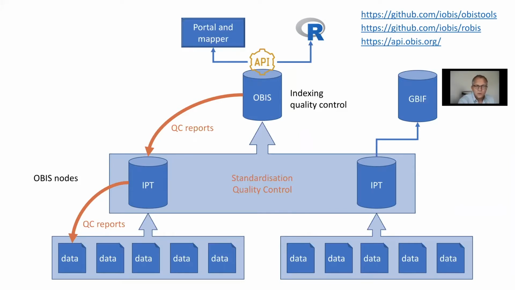Then the OBIS nodes publish it on a server, which is called the IPT, the Integrated Publishing Toolkit. And from there, we can harvest it, index everything, quality control everything again, and send a QC report back to the OBIS nodes. We also collaborate closely with GBIF, the Global Biodiversity Information Facility. They also harvest the OBIS node IPTs. We make everything available through our API web service, which is also powering the R package in OBIS and the portal and the mapper.